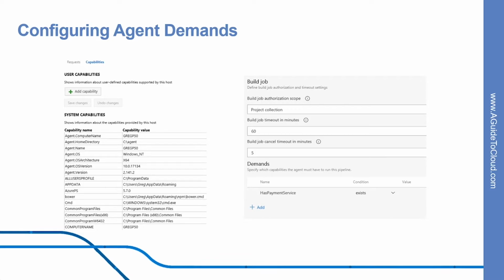On the agent pools page at the organization level, when you select an agent, there is a tab for capabilities. You can use it to see the available capabilities for an agent and to configure user capabilities.